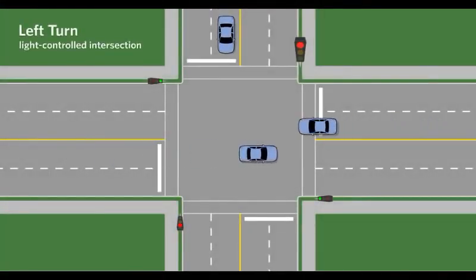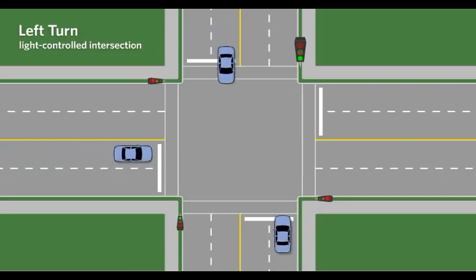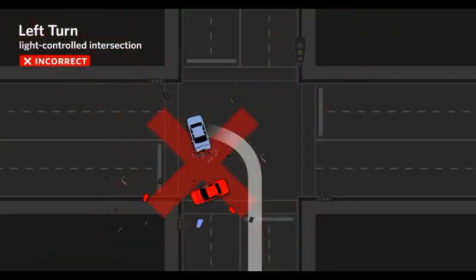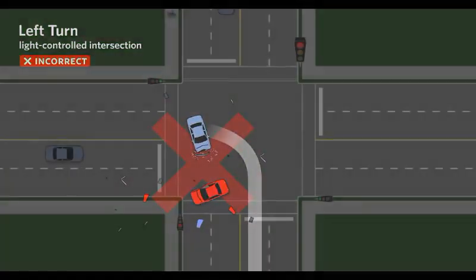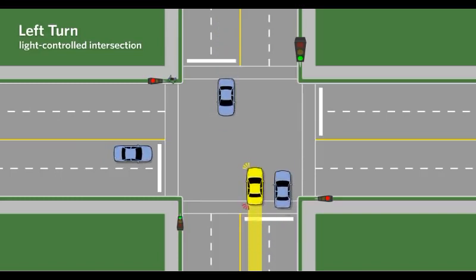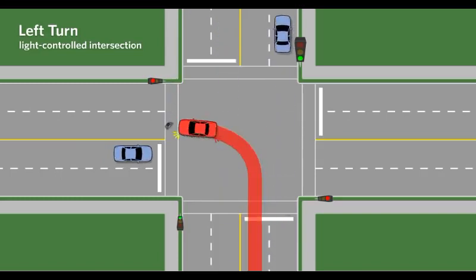Here are some common mistakes when making left turns. Advancing when the light is green but not yielding to oncoming traffic will result in a collision if there's an oncoming vehicle. Advancing when the light is green but failing to shoulder check for pedestrians at the crosswalk results in a situation of failing to yield to pedestrians and oncoming vehicles.